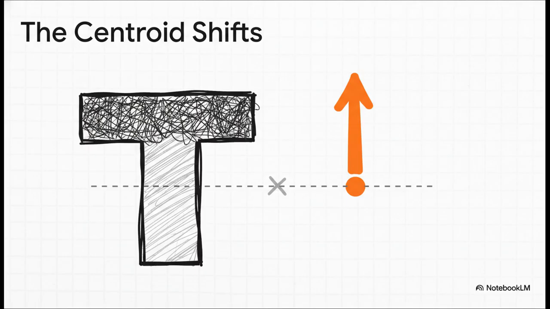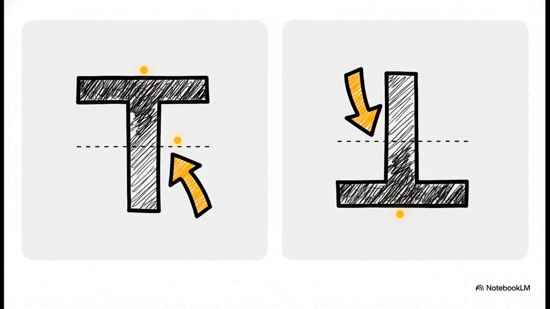And this leads us to the golden rule of this topic. The centroid is always attracted to the area. It gets pulled towards the heavier part. So for our T-section, the centroid has to shift up to a point somewhere above that old mid-height line. And this slide just makes it crystal clear. Look at the upright T-section on the left. Most of the area is up top, so the centroid shifts up. Now, what happens if we just flip it upside down to make an inverted T? The logic is exactly the same, just in reverse. Now the bulk of the area is at the bottom, so the centroid gets pulled down below the mid-height. You see? The centroid always follows the mass.